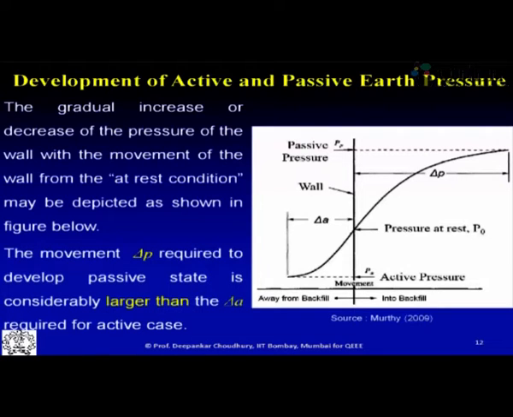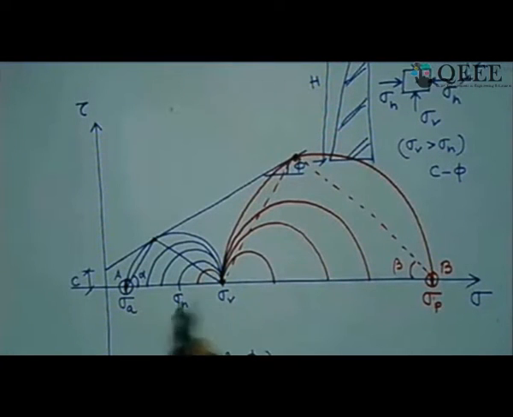Let us come back to this derivation once again. You can see clearly here, sigma V and sigma H are for the at rest condition. When there is a reduction in the lateral stress, finally it touches the failure envelope and reaches this active state. Now this active condition of earth pressure requires a certain amount of movement of the wall, and only then can we say it is a completely active earth pressure. Otherwise, the various positions in between are partially active earth pressure. They cannot be called full active earth pressure.